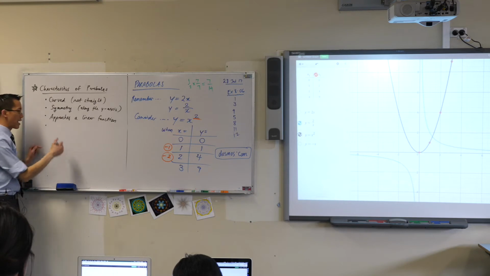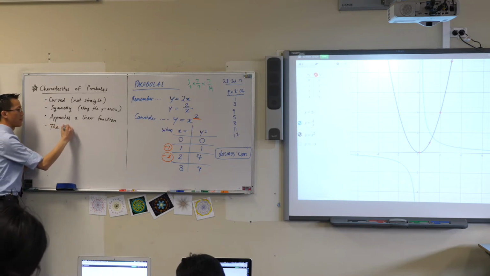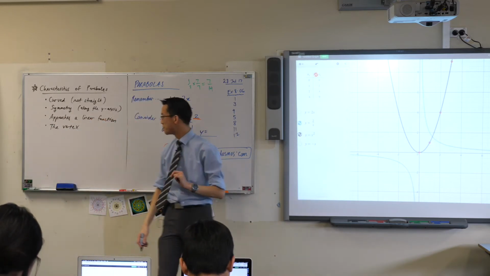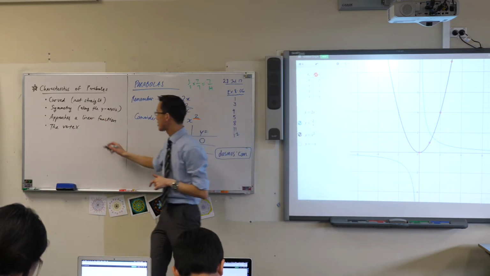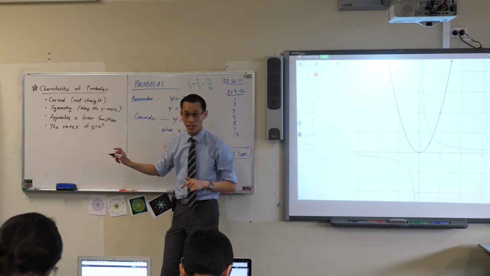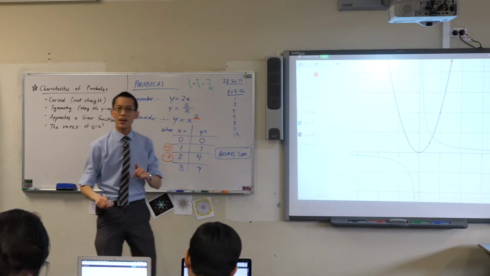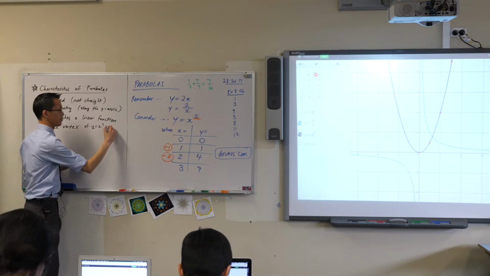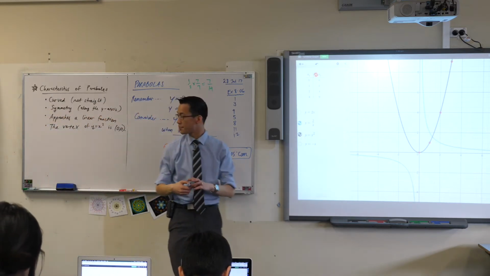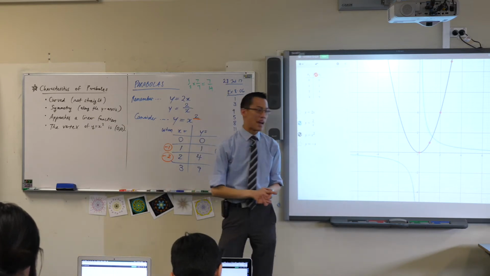So that spot has a name. It's called the vertex. The vertex, okay? The vertex of this particular parabola, because there's others we're going to explore in a second. The vertex of this parabola is 0, 0, the origin, okay? All right, now we're going to play with this a little bit.